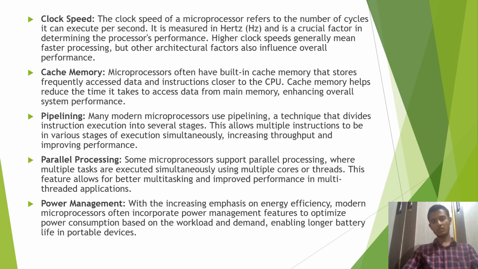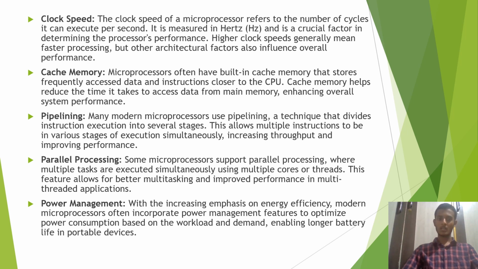Clock speed. The clock speed of a microprocessor refers to the number of cycles it can execute per second. It is measured in hertz and it is a crucial factor in determining the processor's performance. Higher clock speeds generally mean faster processing, but other architectural factors also influence overall performance.